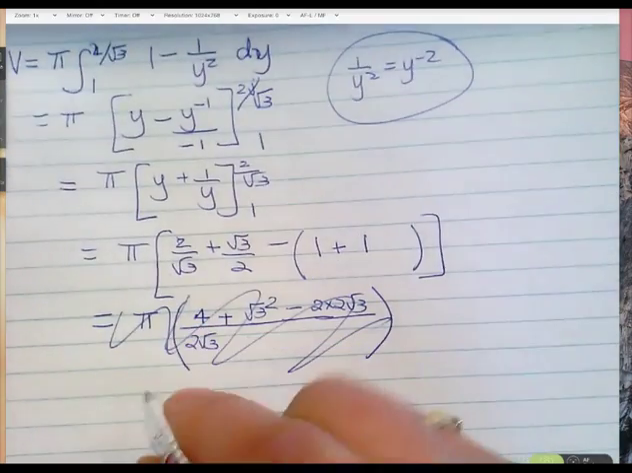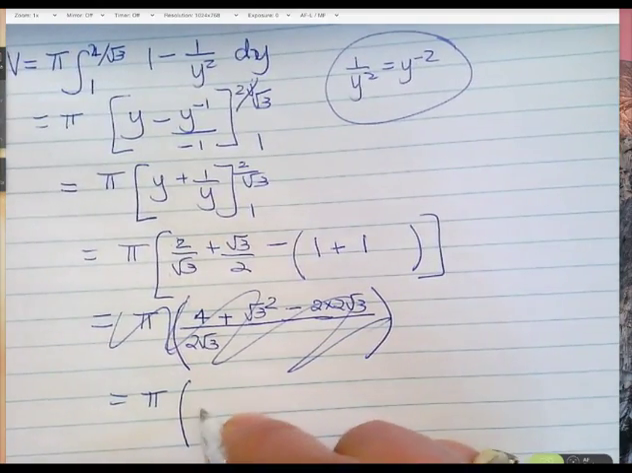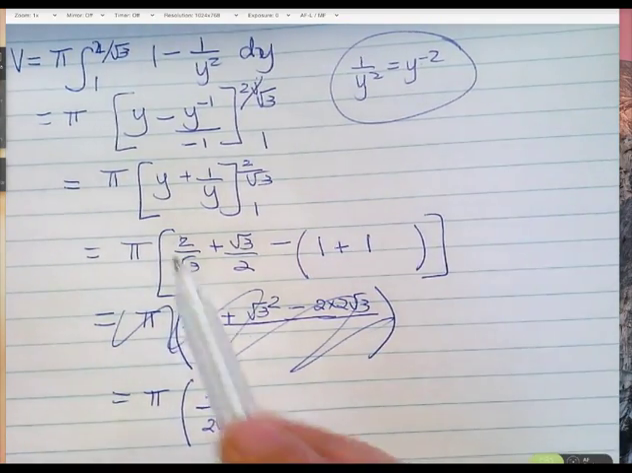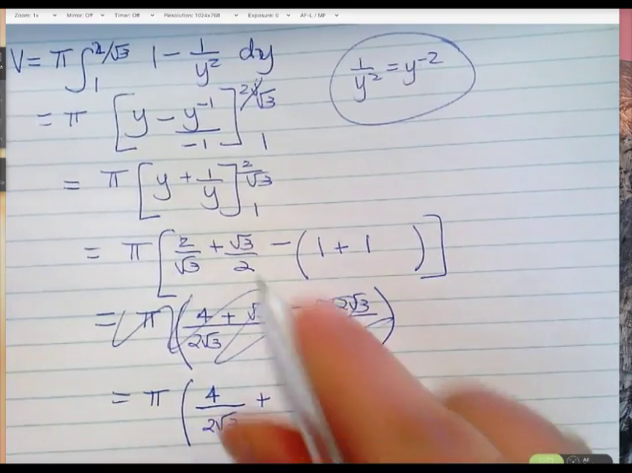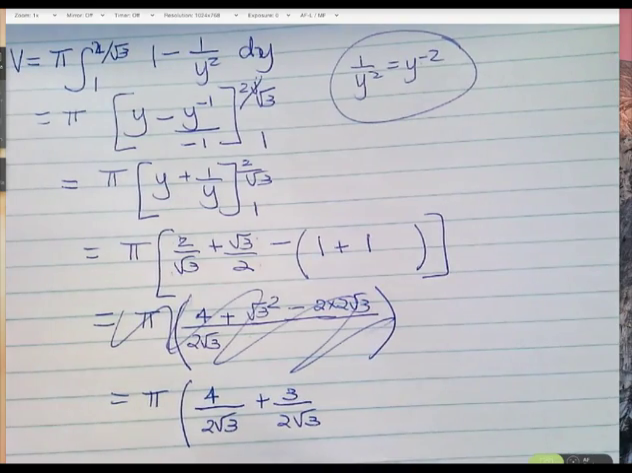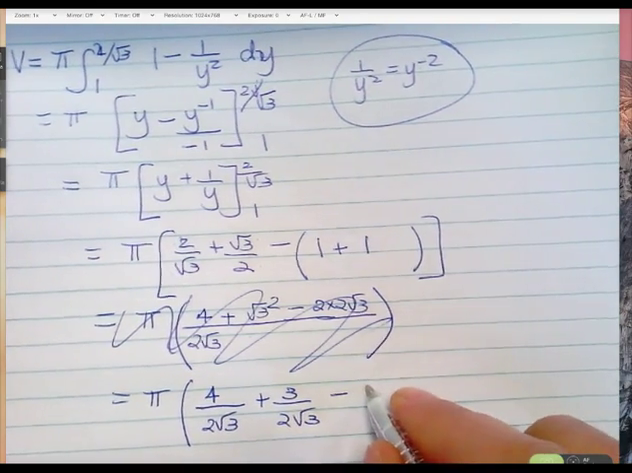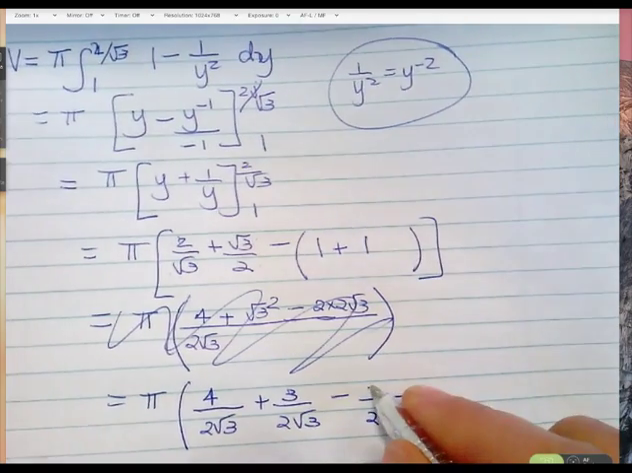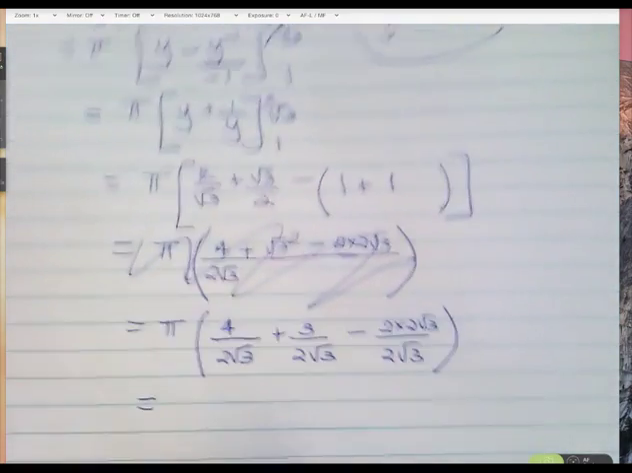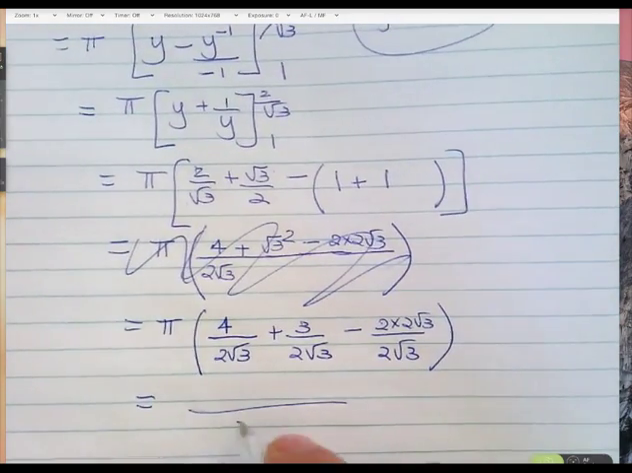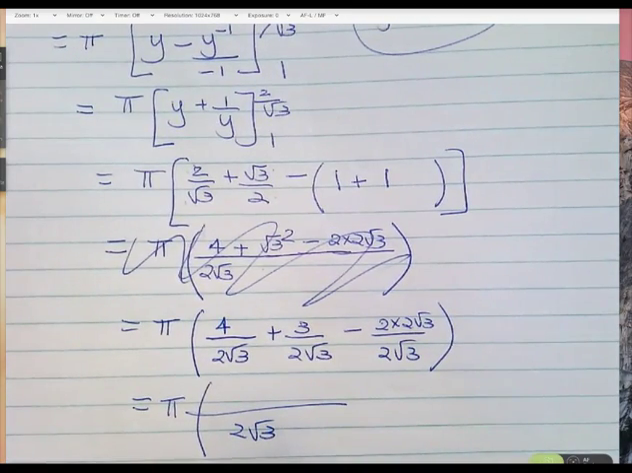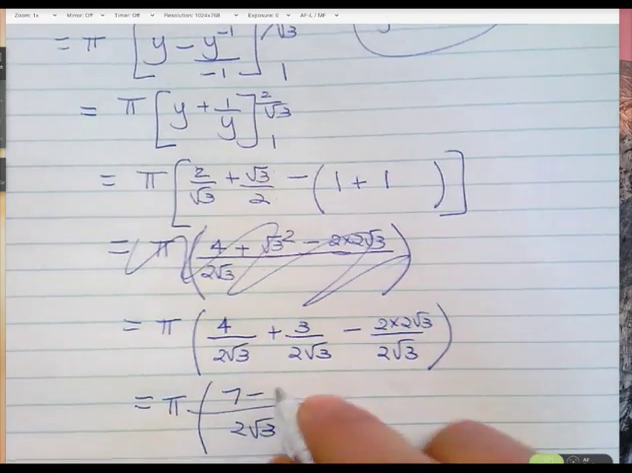All right. I'm going pi. I want a denominator of 2 root 3. So the first one becomes 4, times 2 times 2. The second one gets multiplied by root 3, which is 2, which is 3. And the last one gets multiplied by 2 root 3. So it's 2 times 2 root 3. Can you see that? So what do we got? Pi. What do you got? 7 minus 4 root 3.